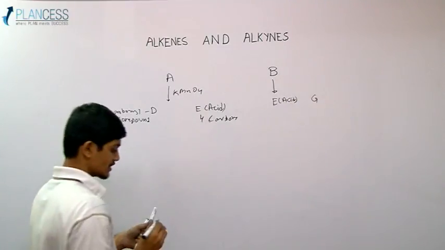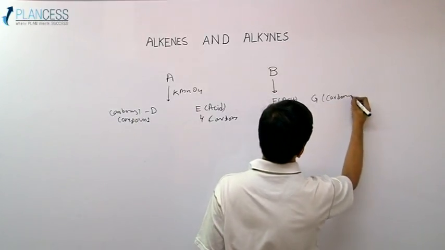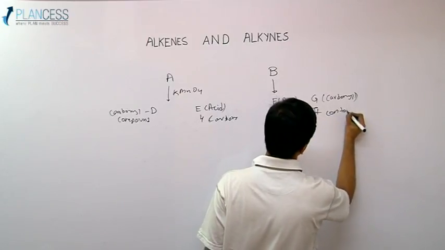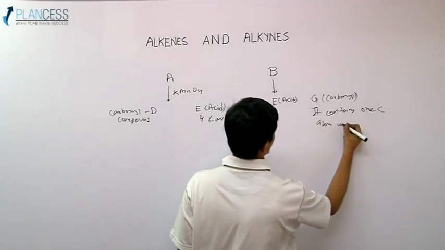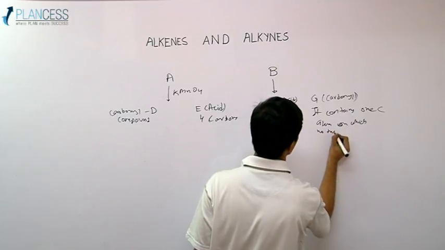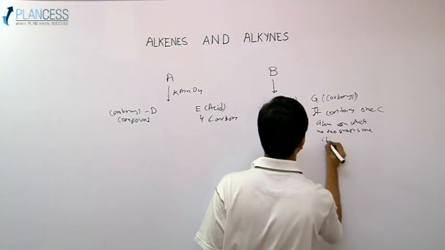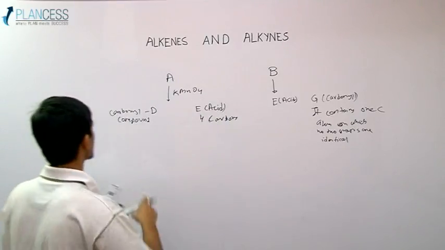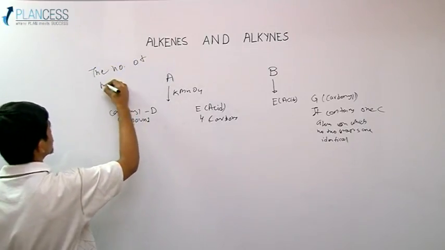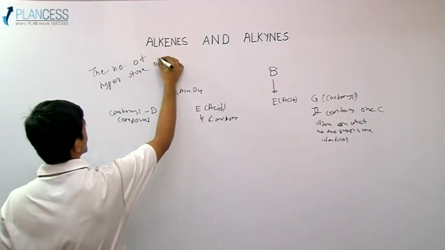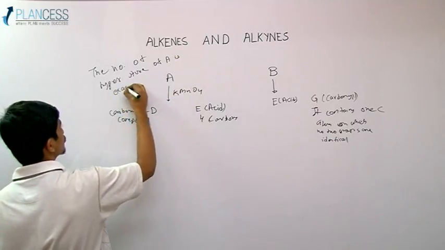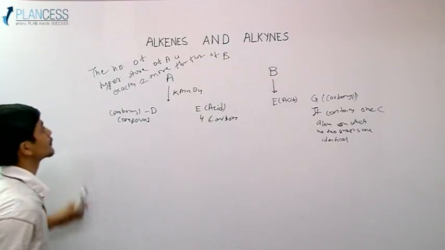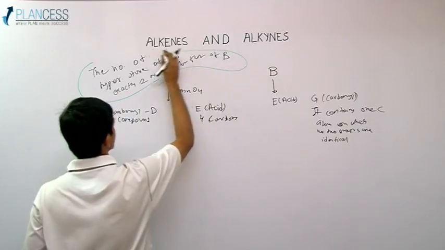Fine. Now B gives an acid F and a compound G, which is a carbonyl compound, and the specialty of this compound is that it contains 1 carbon atom on which no two groups are identical. Fine. And the final clue given is that the number of hyperconjugation structures of A is exactly one more than that of B. So this is the final clue given to us, and there is some other information.